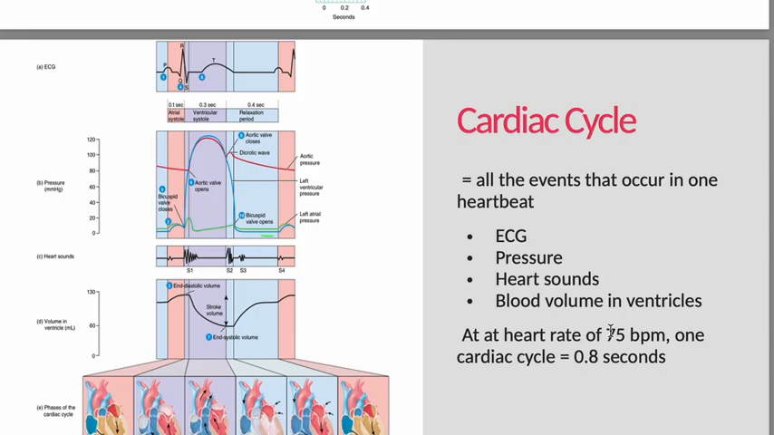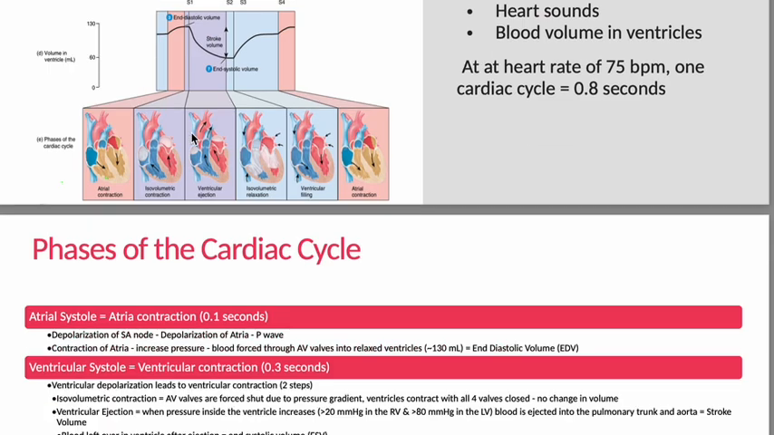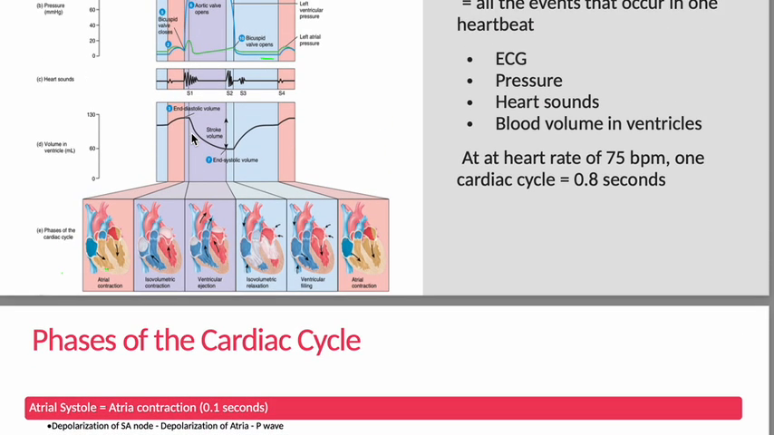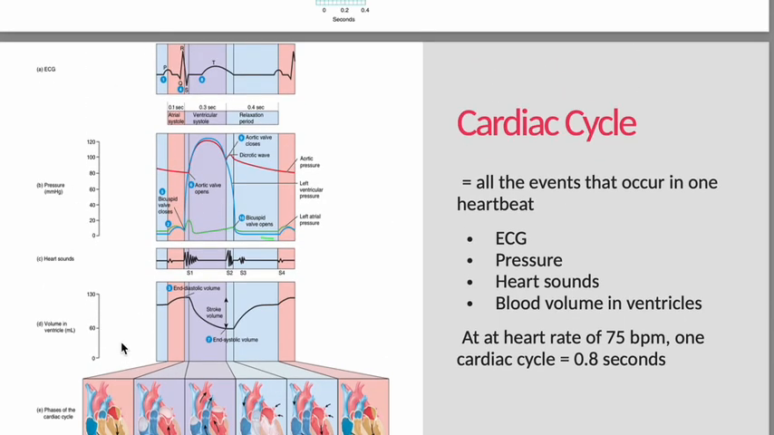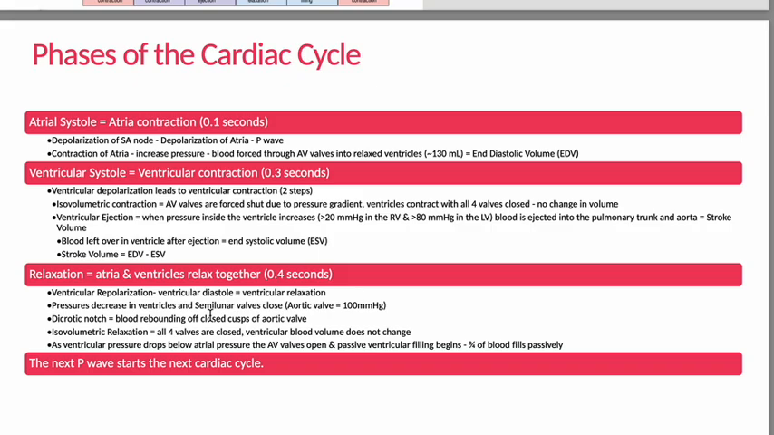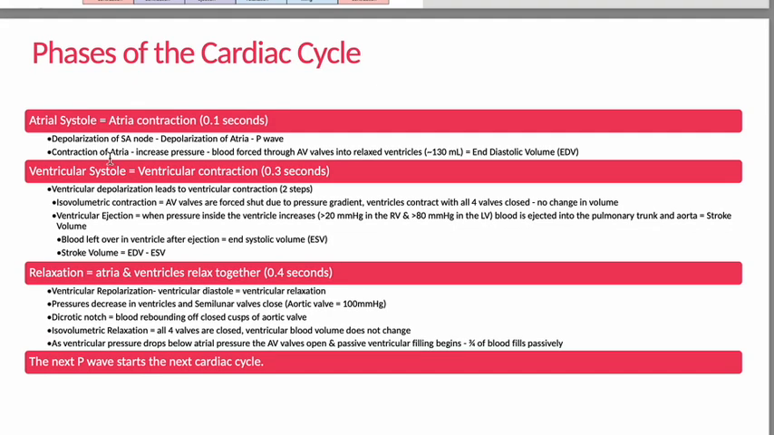So, a normal heart rate of 75 beats per minute, which again is about average. Our cardiac cycle, all of these things are going to happen in about 0.8 seconds. So less than 1 second, all of these things are occurring all of the time. So pretty crazy to think about the speed of the body. So what is happening in this cardiac cycle? Here is the picture of all of these things happening, and then here is step by step how this is happening.